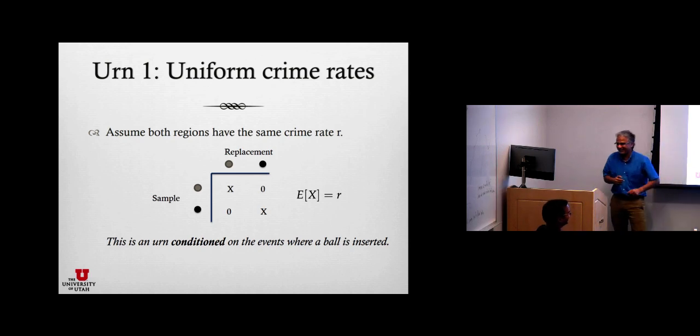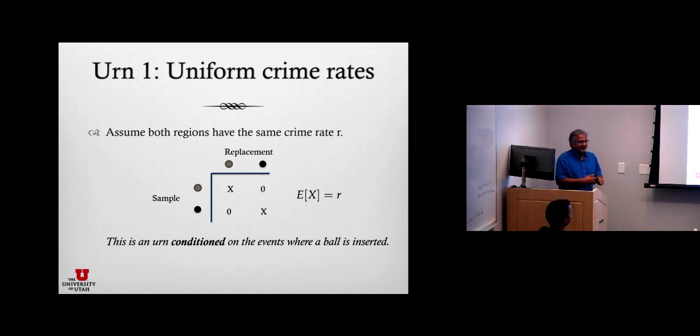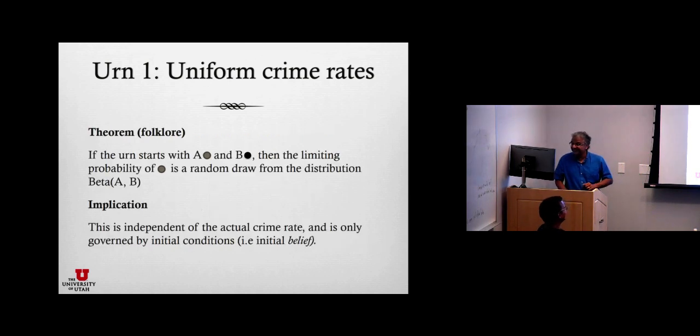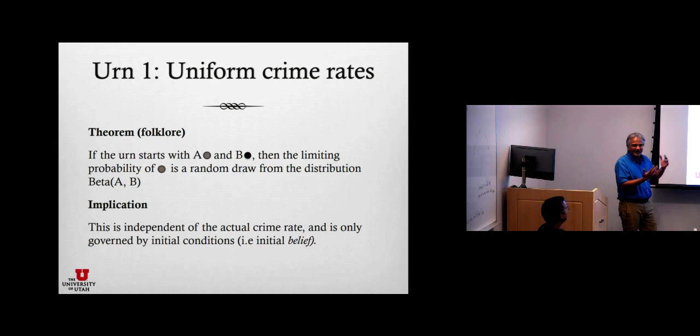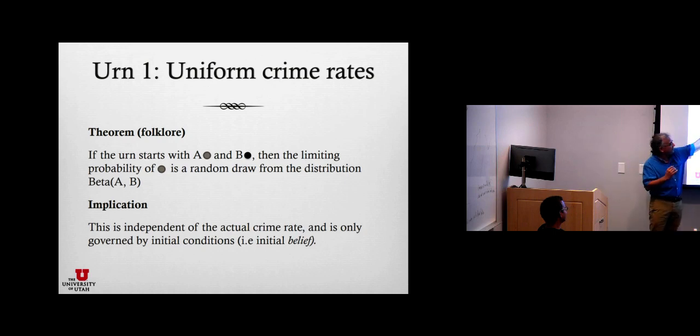You just want to get more funky with it. Okay, well, I'm happy to announce you're all wrong. This is basic Polya urn theory. If the urn starts with some number, let's say one and one, then the limiting probability is not a single number. It's actually a random draw from a beta distribution. So in other words, the answer could be anything. All it depends on is the shape of the initial numbers of things.